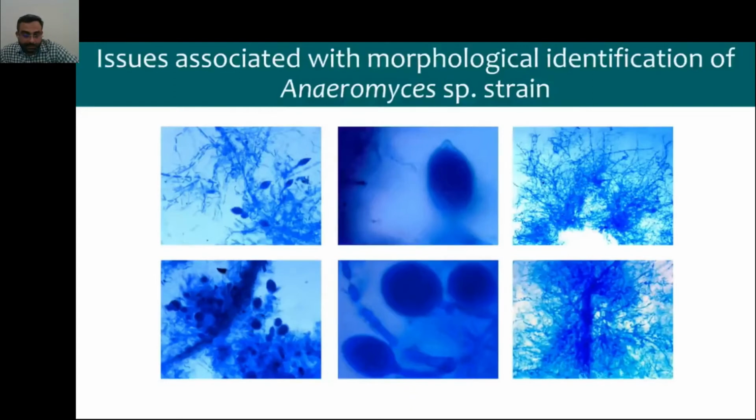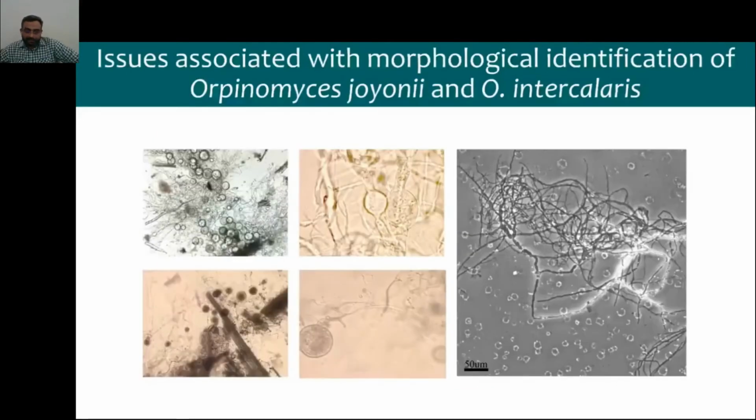However, sometimes they may be at different stages of development, and these are not very pronounced. The biggest issue in case of identifying Anaeromyces is their inability to produce either the sporangia or the zoospores after multiple subcultures. The same issue was also observed in case of Orpinomyces.